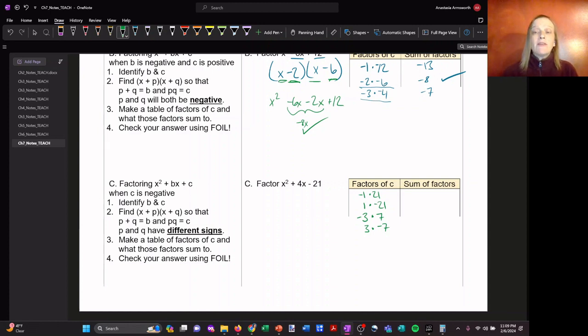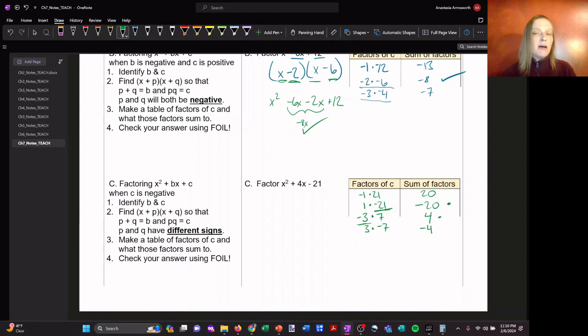And when I add the factors together, negative 1 plus 21 is 20. 1 plus negative 21 is negative 20. Negative 3 plus 7 is 4. 3 plus negative 7 is negative 4. Look at those relationships there. When I put the negative sign on the big number, my b value is negative. When I put my negative sign on the smaller number, my b value is positive.